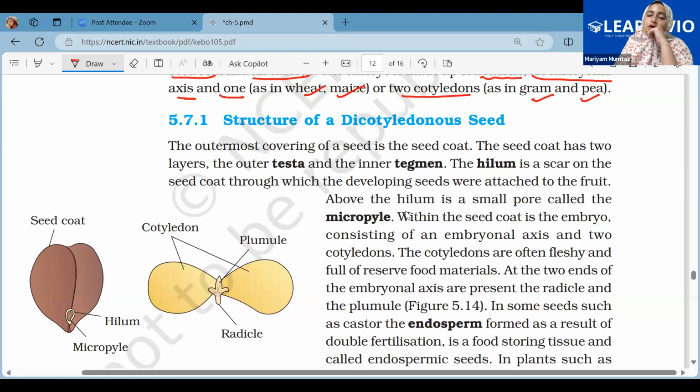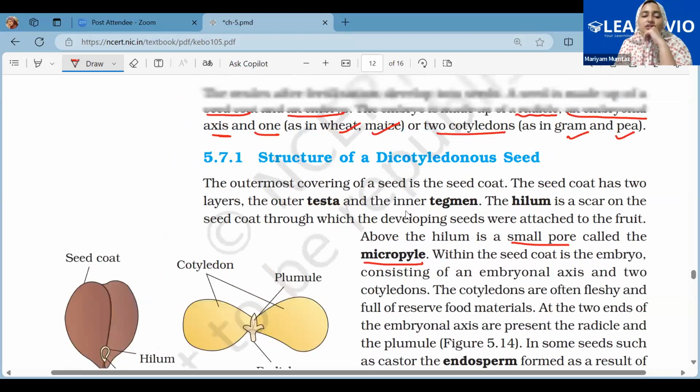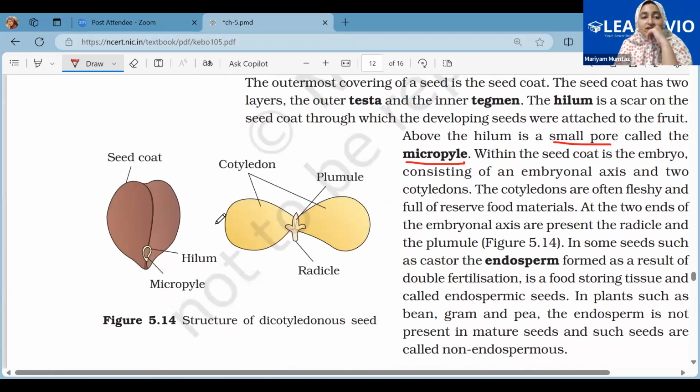Above the hilum, a small pore is present, which is known as the micropyle. Now, this micropyle is very important because from here, oxygen goes inside the seed, and the seed stays alive that way. Okay, you might have observed, if you have the seed of chana, you can see a very tiny hole on it.